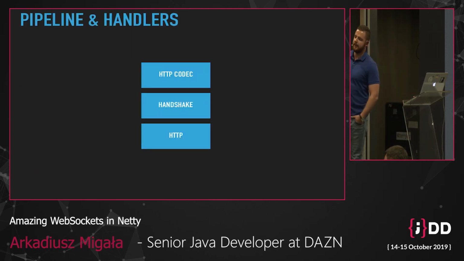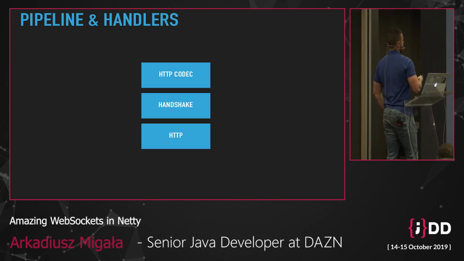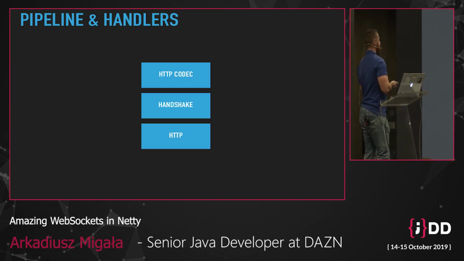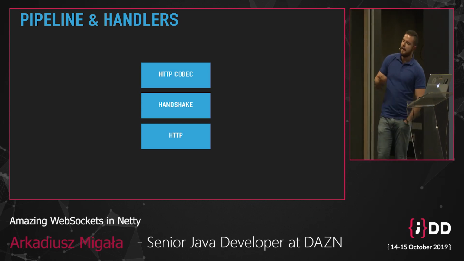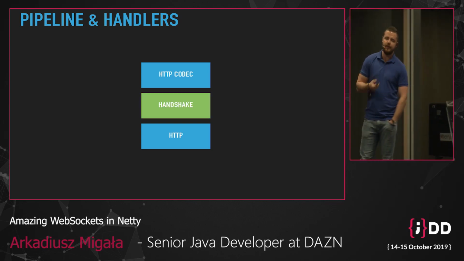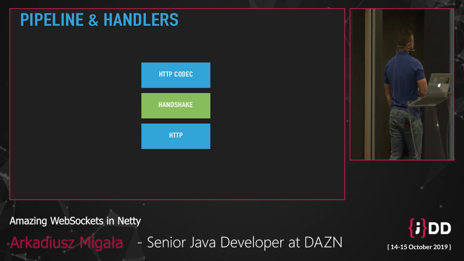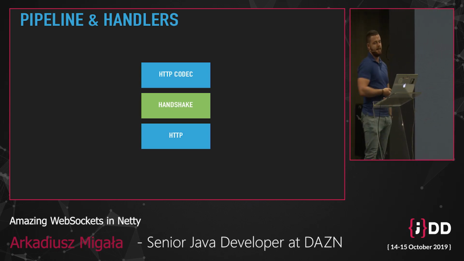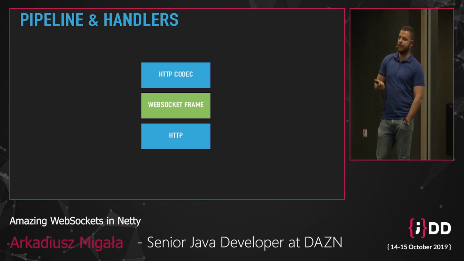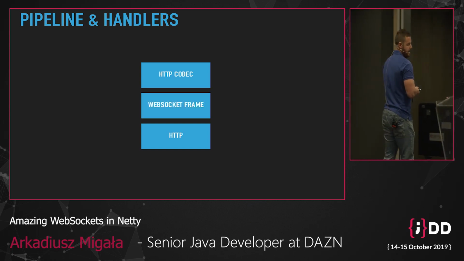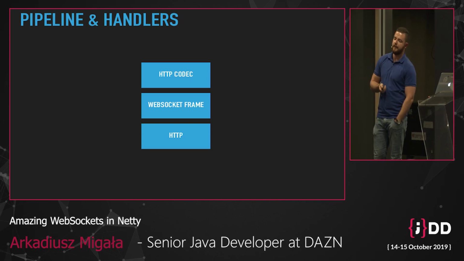So let's summarize what we did. We had at the beginning the HTTP codec, which decodes our HTTP binary data into our HTTP request. Then we had a handshake, where we were checking if there was a WebSocket handshake. If there was, then we replace this handler with the WebSocket frame handler. So we were able to handle WebSocket frames from that time. And if not, we are just serving the HTTP request.